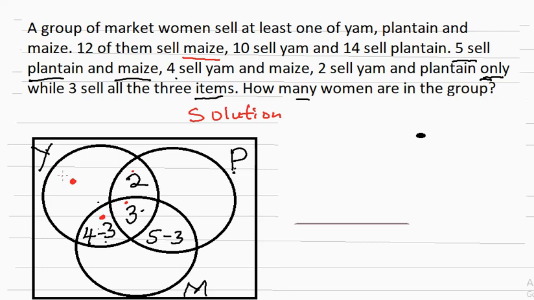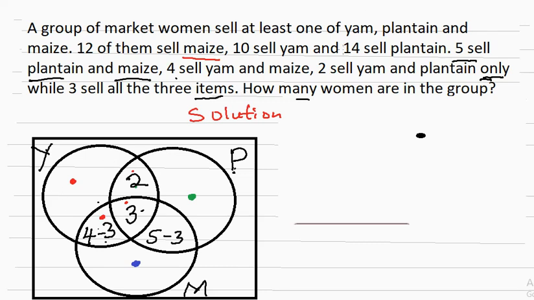Then I have people that sell yam only, excluding the intersection, and I also need to find people that sell plantain only. So I also have to subtract the intersection from the circle of plantain, and I also need to know people that sell maize only. I still have to subtract the intersection from the circle of maize. So let's see how we'll do that. Okay, I can do everything right in the Venn diagram.